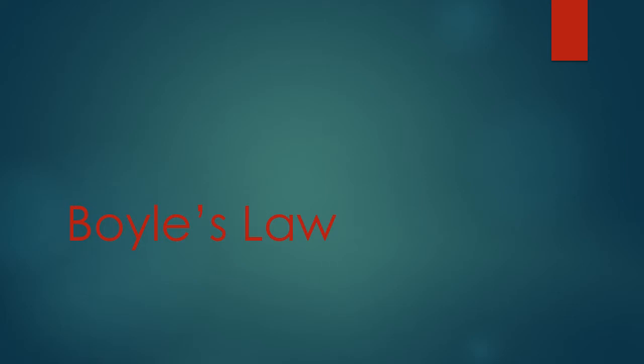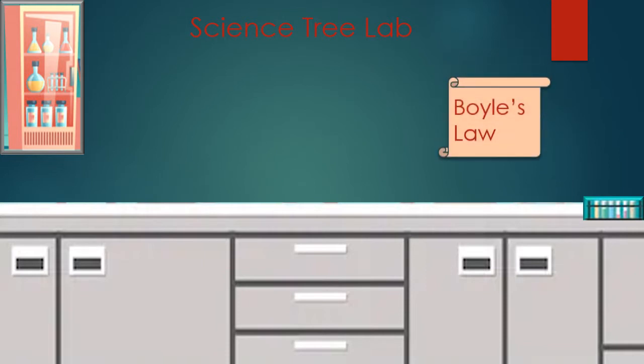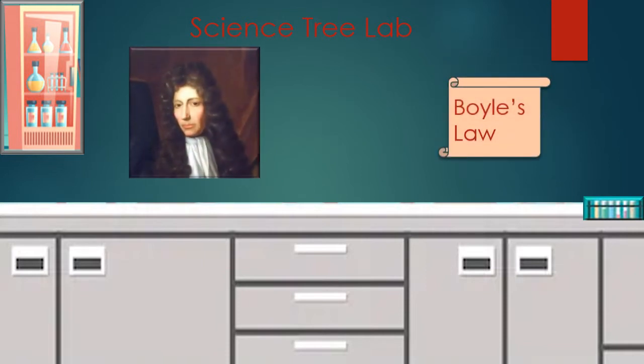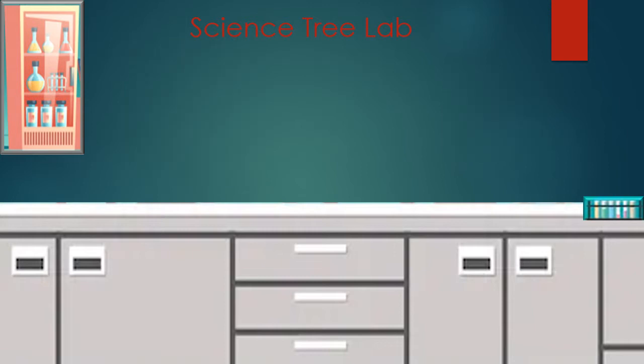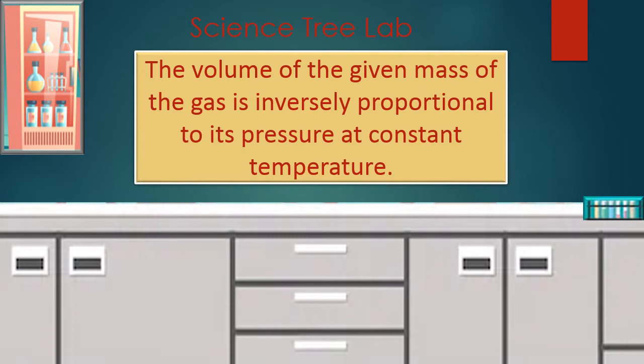It's all about Boyle's law from class 9th, chapter number 5. So here we go with it. Boyle's law was given by Robert Boyle in 1662, and according to him, he studied the relationship between the volume and pressure of a gas at constant temperature. He has given the relationship between volume and pressure, which is inversely proportional.